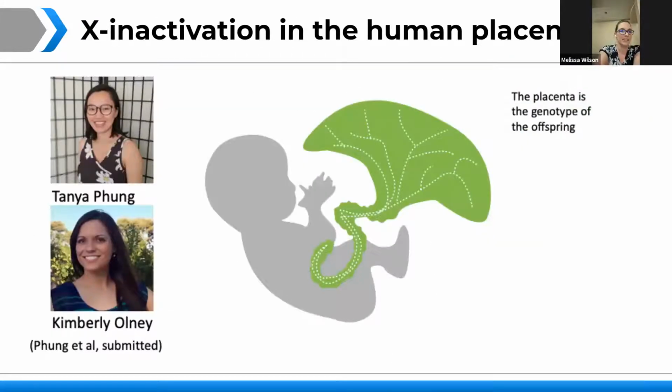So one of the things in thinking about use cases that we're interested in is X-inactivation broadly, and I want to show you a little bit of data motivating this from the human placenta. So the placenta is largely the genotype of the offspring, not of the pregnant person. And so that means that you can have really unique interactions between the placenta and the pregnant body at that interface due to the genetic component of the placenta. And so in this project, we're interested in looking at patterns of X-inactivation across the placenta. Next, please.